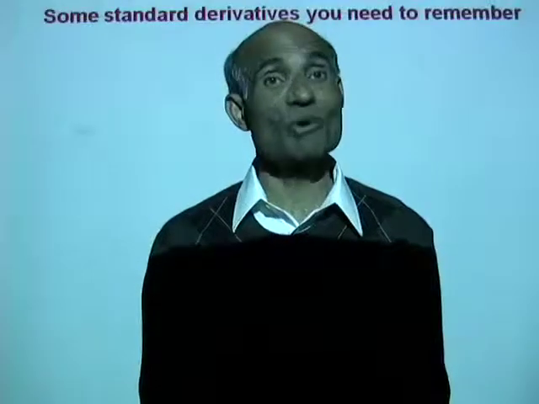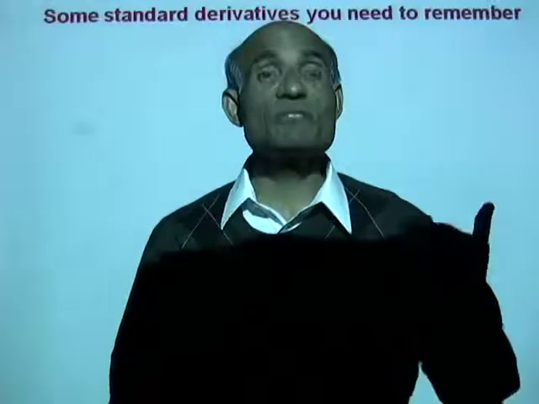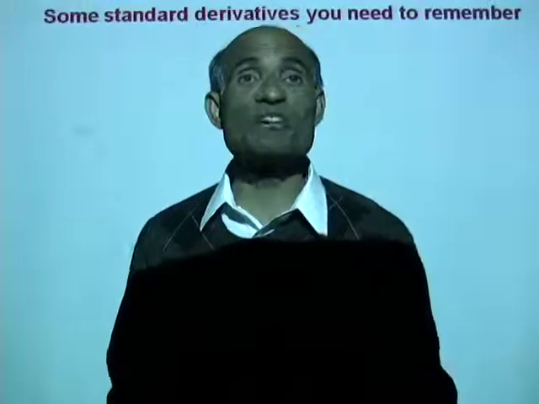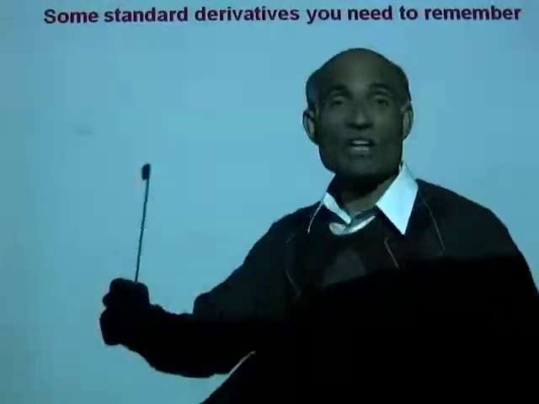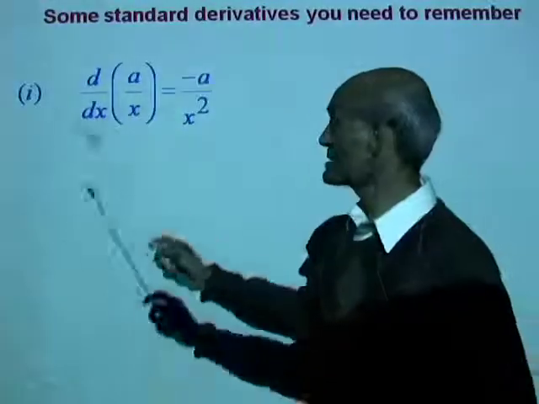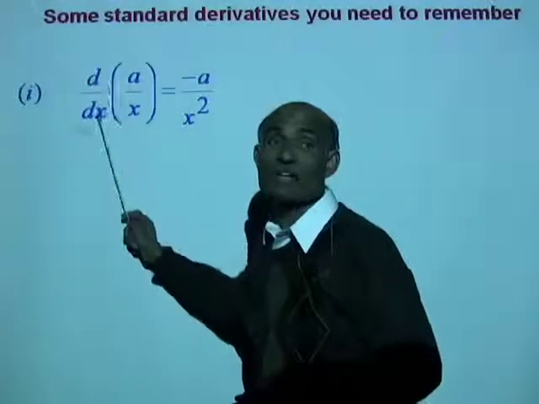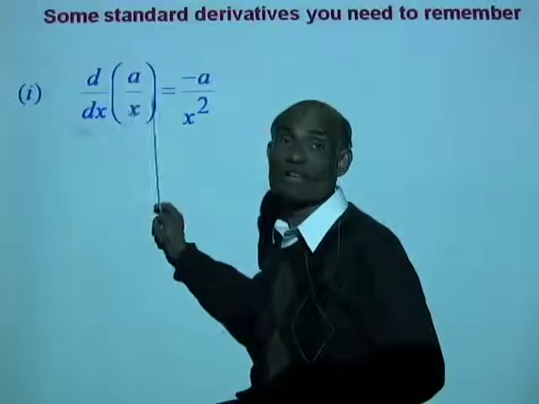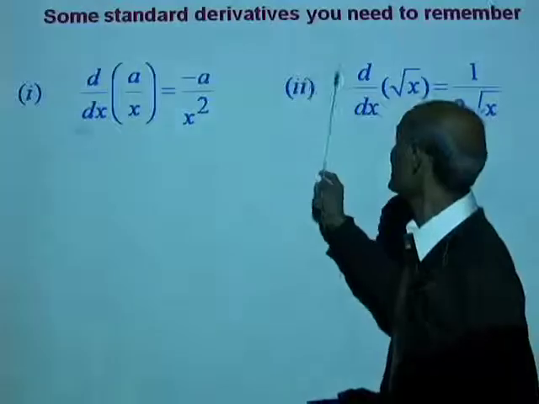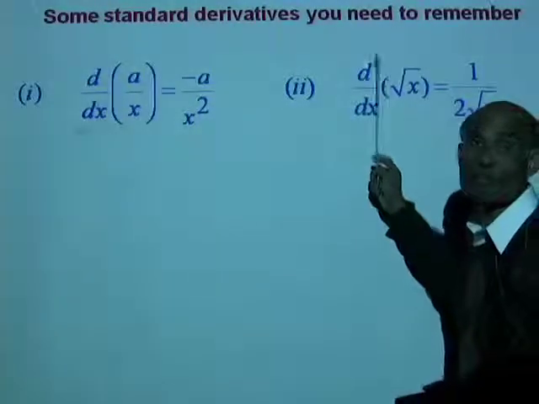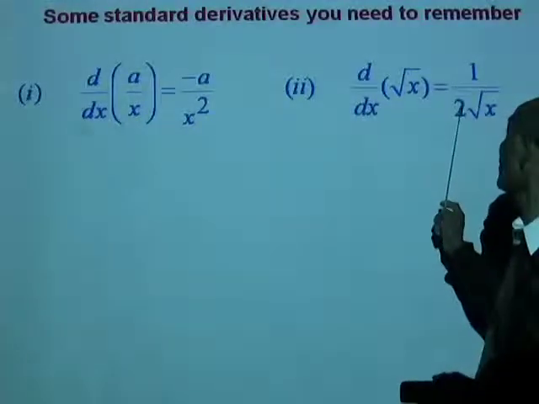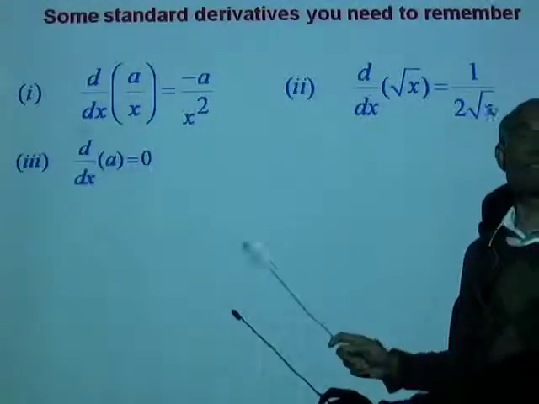We will now summarize some of the derivatives that we have already discussed and add to that list some standard derivatives, and that will be the list that you need to really remember. Alright, let's start with this. d/dx of a over x is negative a over x squared. The derivative of square root of x with respect to x is 1 over 2 square root of x.